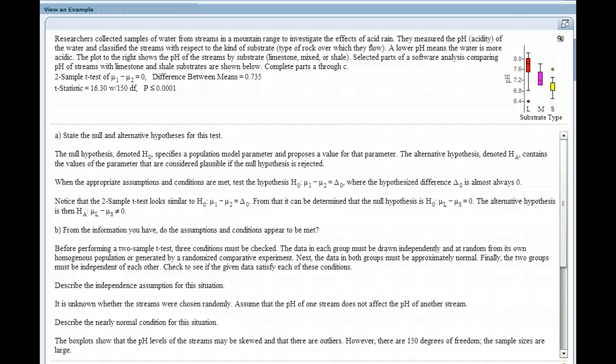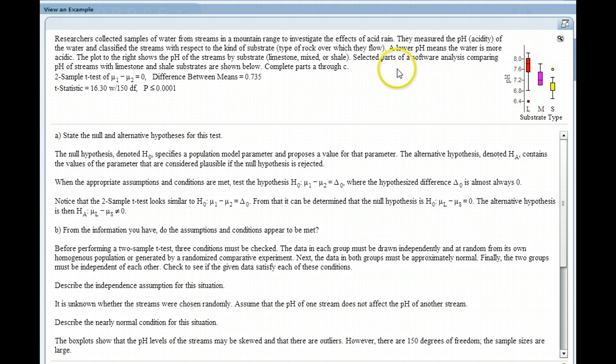Now, the question reads, researchers collect samples of water from streams in a mountain range to investigate the effects of acid rain. They measure the pH, which is the acidity of the water, and classify the stream with respect to the kind of substrate, so the type of rock that the water is flowing over. A lower pH means the water is more acidic, and the plots are shown here, and we have three different types of substrate. There is limestone, and there's one with shale, forgive me if I mispronounce it, and then there's one with a mix.